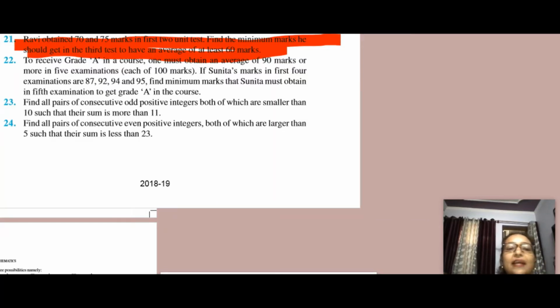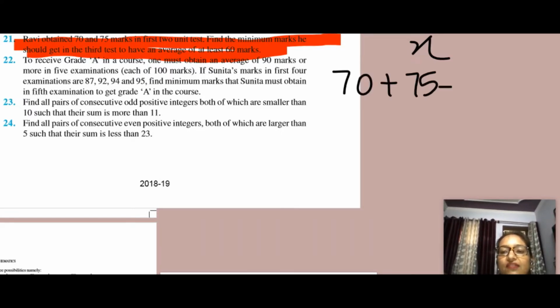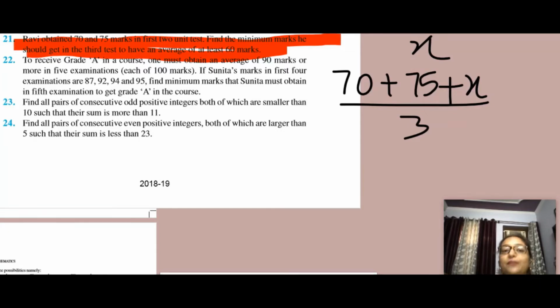So we will say, let the marks scored in the third test be X. This will be the statement which everybody will write. Let the marks scored in the third test be X. Then we will say the average we know is the sum of observations divided by the number of observations, which is 3 over here. So the sum of all the 3 tests divided by the number of observations, which is 3. So we'll write it here.